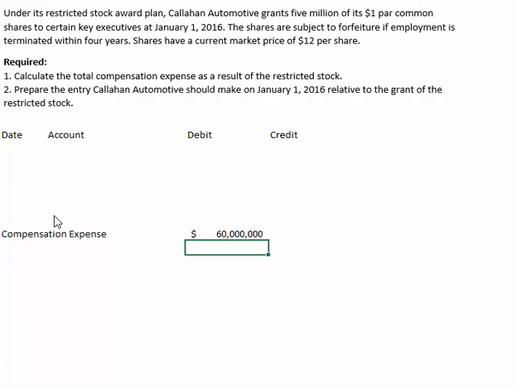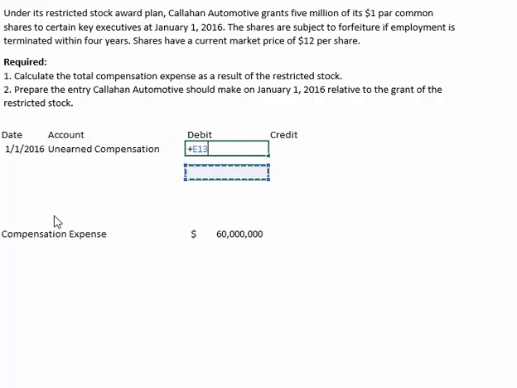However, that is not recognized immediately, the entire amount, because logically the employees haven't earned it yet. So on the date of grant, here's what we're going to do. This is January 1st of 2016. We're going to debit this account called unearned compensation, and we'll debit that for the value we've calculated down here.